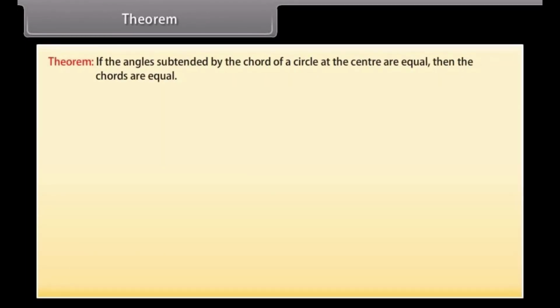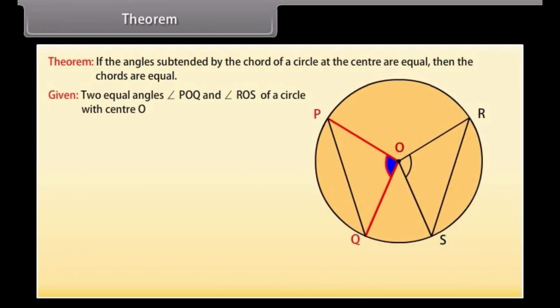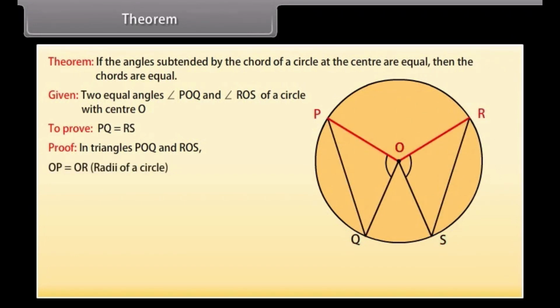Theorem. Let us prove the converse now. Given two equal angles, angle POQ and angle ROS of a circle with center O. To prove, PQ is equal to RS. Proof. In triangles POQ and ROS, OP is equal to OR because these are the radii of a circle.